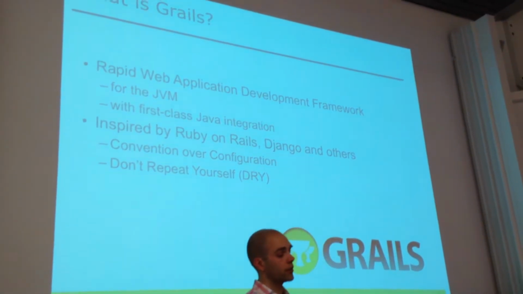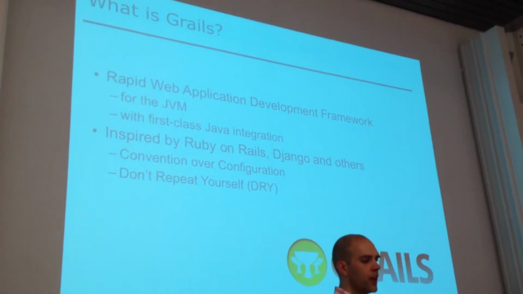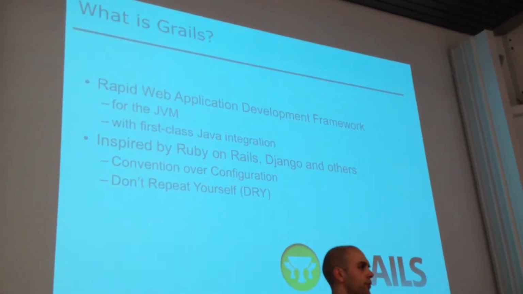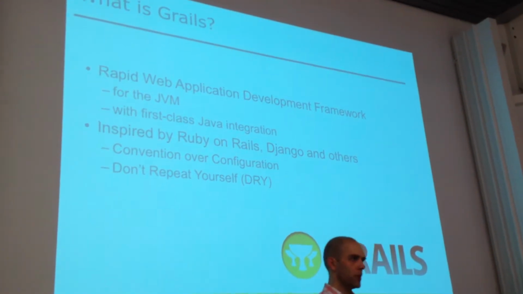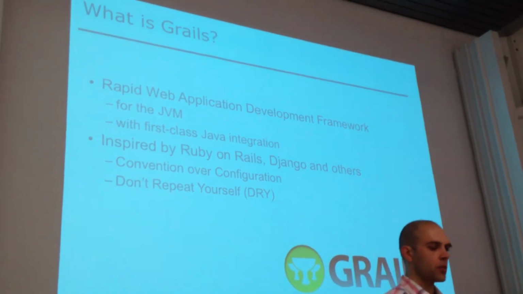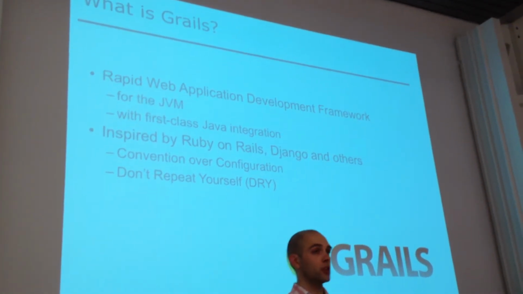So I'll quickly go through Grails. I'll probably show a quick demo at the end. Grails is to Groovy as Rails is to Ruby. It's the simple selling point here. Rapid Web Application Development Framework on the JVM with first-class Java integration.